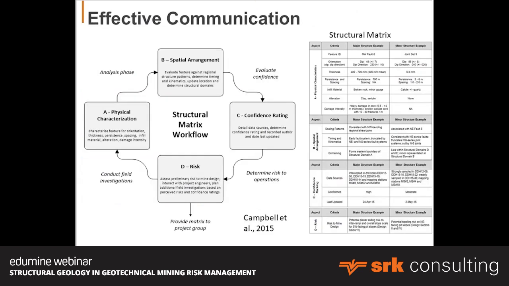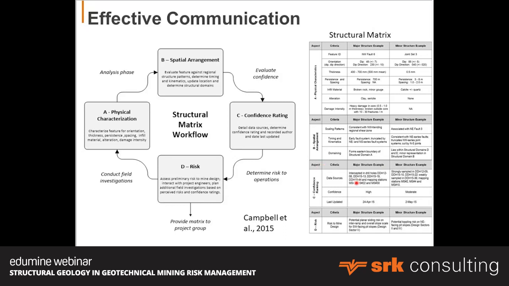Ultimately, you've got to think about communication. There's probably a number of ways to do it. This is an example from Campbell et al. in 2015, where the idea is to define a structural matrix where each of your identified faults or fault sets is described in terms of the orientation, the thickness, persistence, the continuity, the infill properties, whatever is important to the engineer can be put in here. You can talk about the patterns and the timing relationships and the domains, and you can talk about the confidence.